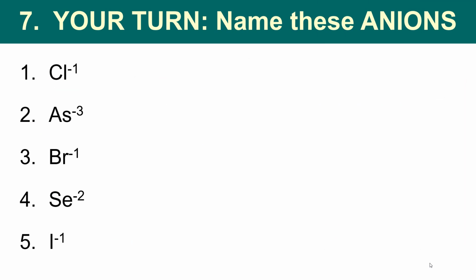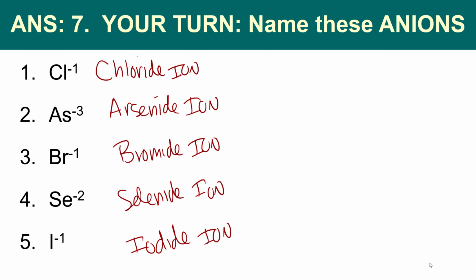All right, now it is your turn. Here are 5 examples of anions for you to name. So pause the video now and then unpause when you are ready for the answer. Okay, if you did this correctly, here is what you should have gotten. Remember, to name an anion, you are really dropping the last 3 letters of the element name and adding "ide" and ion. So it is a little different than cation, so be careful.